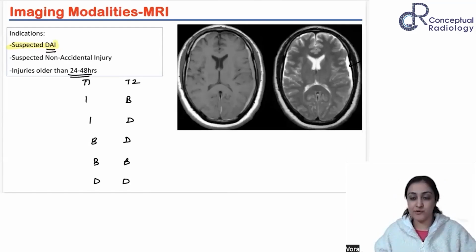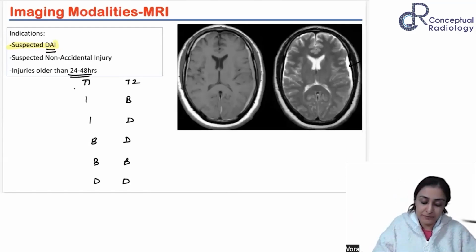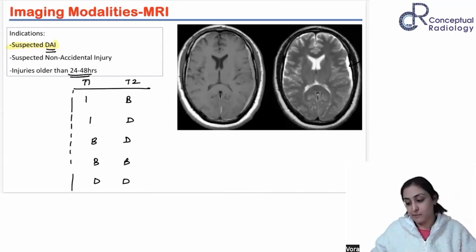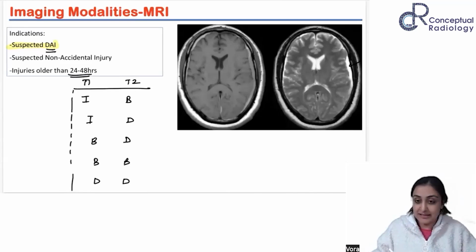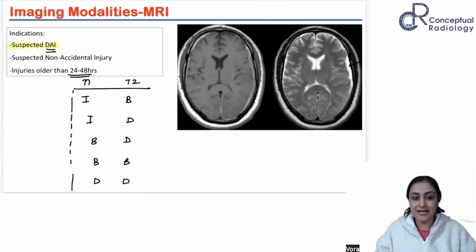This is what we have to remember here, and this is how you're going to remember the signal intensity of hematomas at different time points. I stands for intermediate signal intensity, B stands for bright, D stands for dark. Whenever I say any signal intensity, we compare it with the brain parenchyma, the cortex. If it is iso or intermediate, I call it I. If it is whiter than that, I call it B. If it is hypo to it, I call it D.